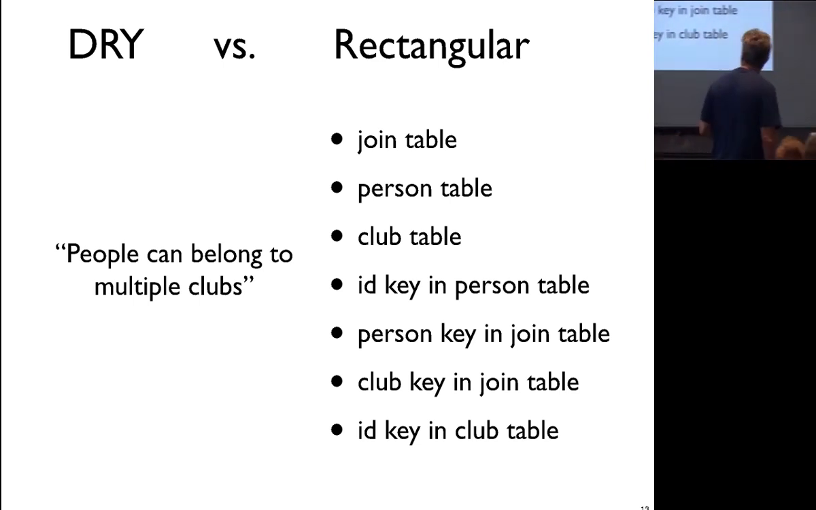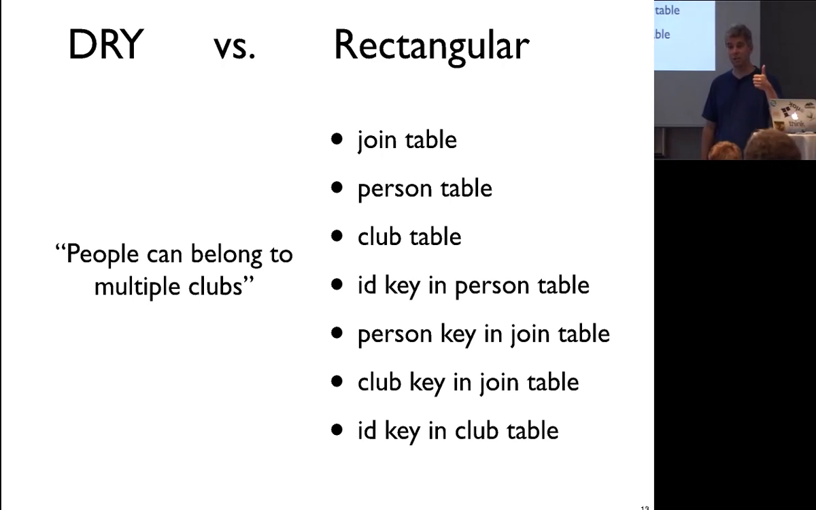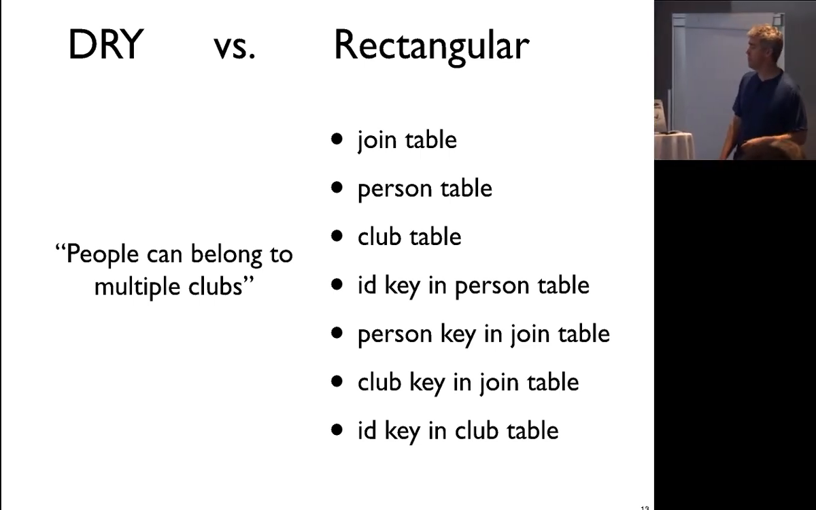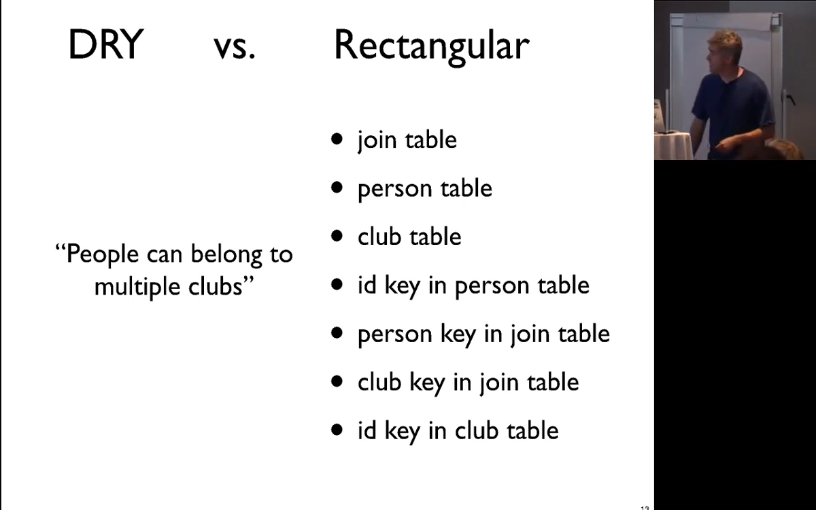Well, think about what you have to say: people can belong to multiple clubs. I can say it in English. People can belong to multiple clubs. And we can argue about how much information is in that sentence, but it's less information than I have to say over here, no matter how you slice it. You might say it's 3 pieces of information, but you're not going to say it's a join table and a person table and a club table, the ID key, the person key.